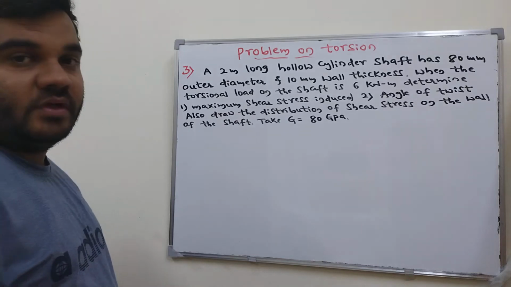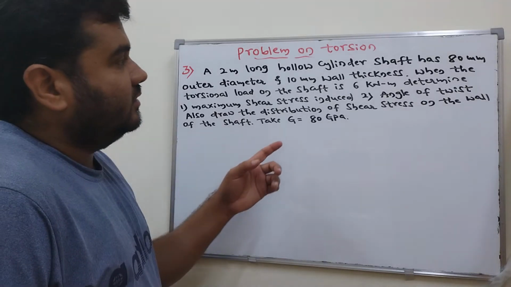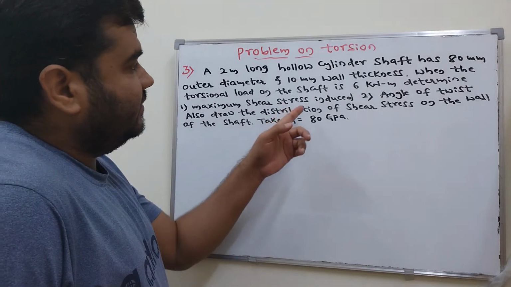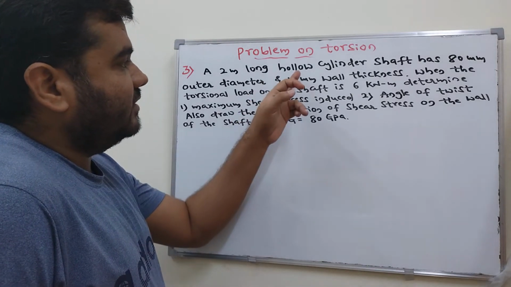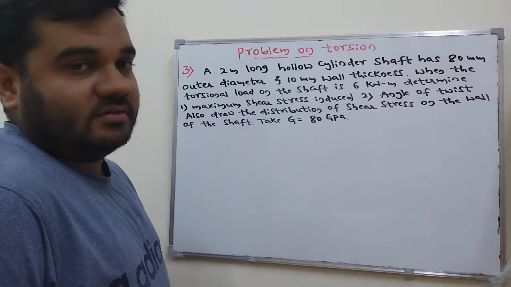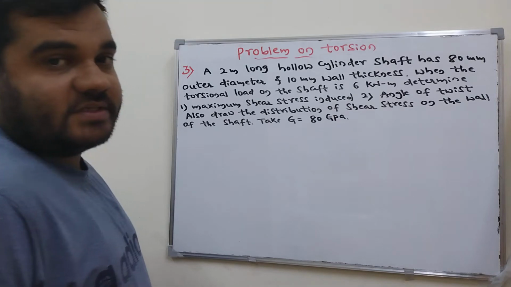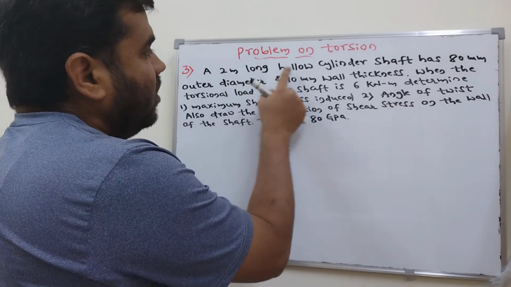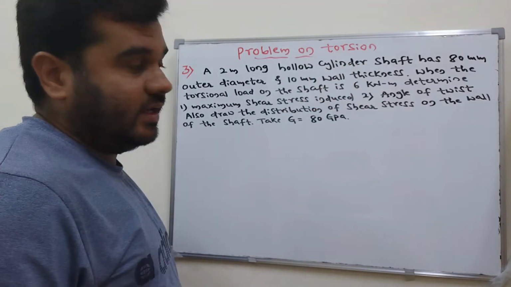In this video we will solve a problem on the torsion of a shaft. Here again the shaft is a hollow type. We'll read the given data and check it one by one. First I'll read the problem: a 2 meter long hollow cylinder shaft.